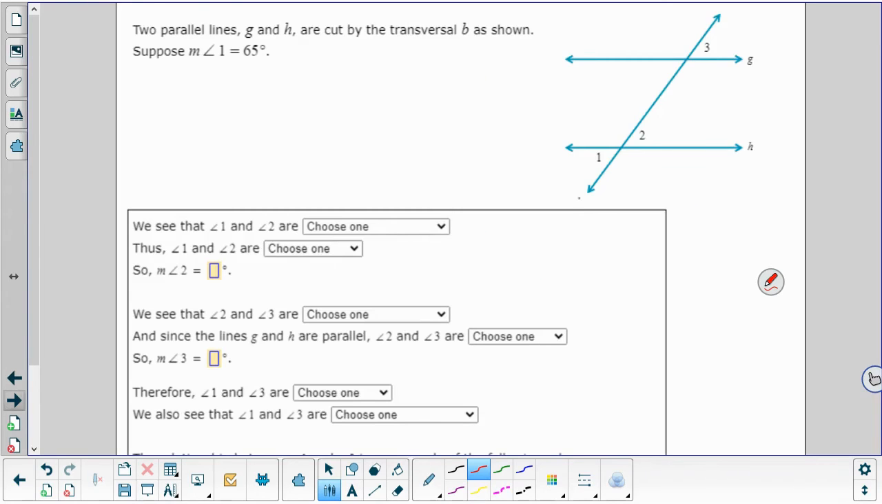You're going to see some of these on Alex as well. If two parallel lines, G and H, are cut by a transversal B, suppose the measure of angle 1 is 65. So I'm going to go through there and label all the angles that are congruent to angle 1. I notice that angle 1 and 2 are what they call vertical angles, because they're on the opposite side of this little intersection. And so that means that angle 1 and angle 2 are both 65 degree angles.